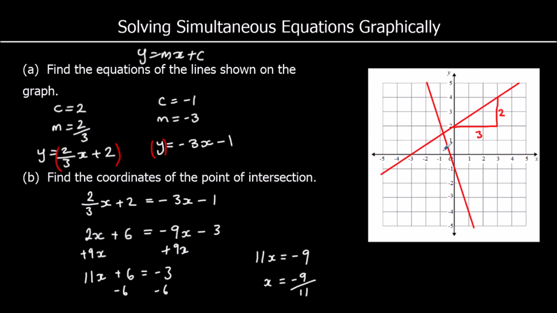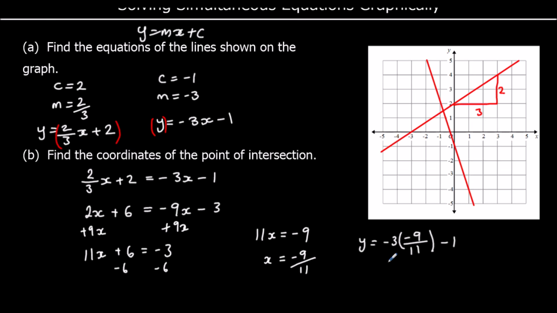So does that look right on the graph? It looks about right. So it's definitely less than -1. So we've got x is -9/11. How about y? Well, we can use one of our equations and substitute it in. So y is -3 times -9/11 minus 1. So -3 times negative 9 is positive 27.